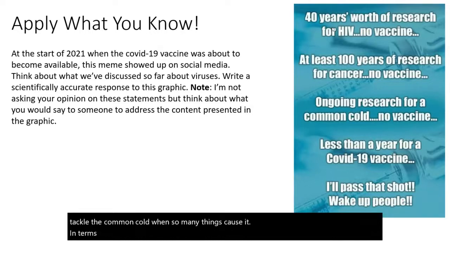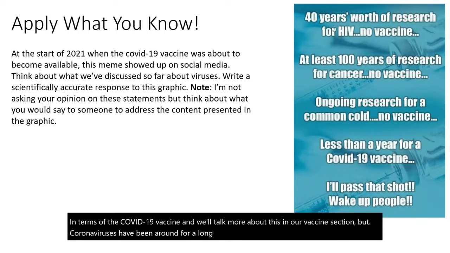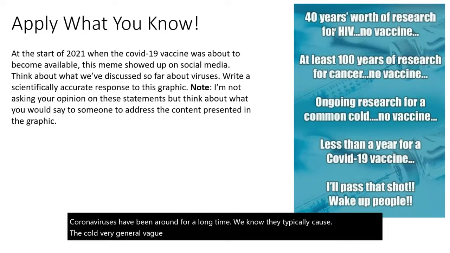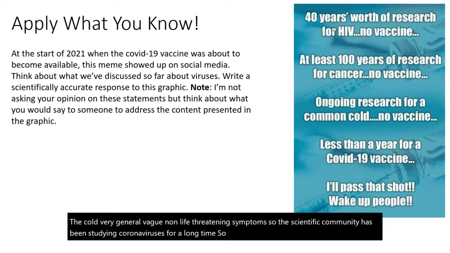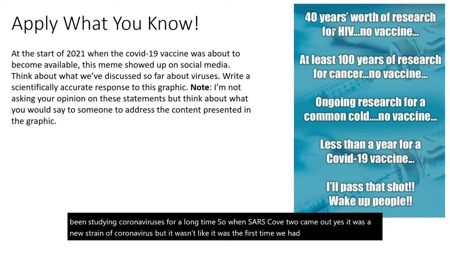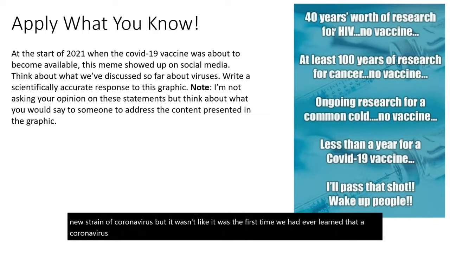Now, in terms of the COVID-19 vaccine, and we'll talk more about this in our vaccine section, coronaviruses have been around for a long time. We know they typically cause the cold, very general, vague, non-life-threatening symptoms. So the scientific community has been studying coronaviruses for a long time. So when SARS-CoV-2 came out, yes, it was a new strain of coronavirus, but it wasn't like it was the first time we had ever learned that a coronavirus exists. We'd been studying them and their structures, which is what you need for a vaccine, for quite some time, okay?